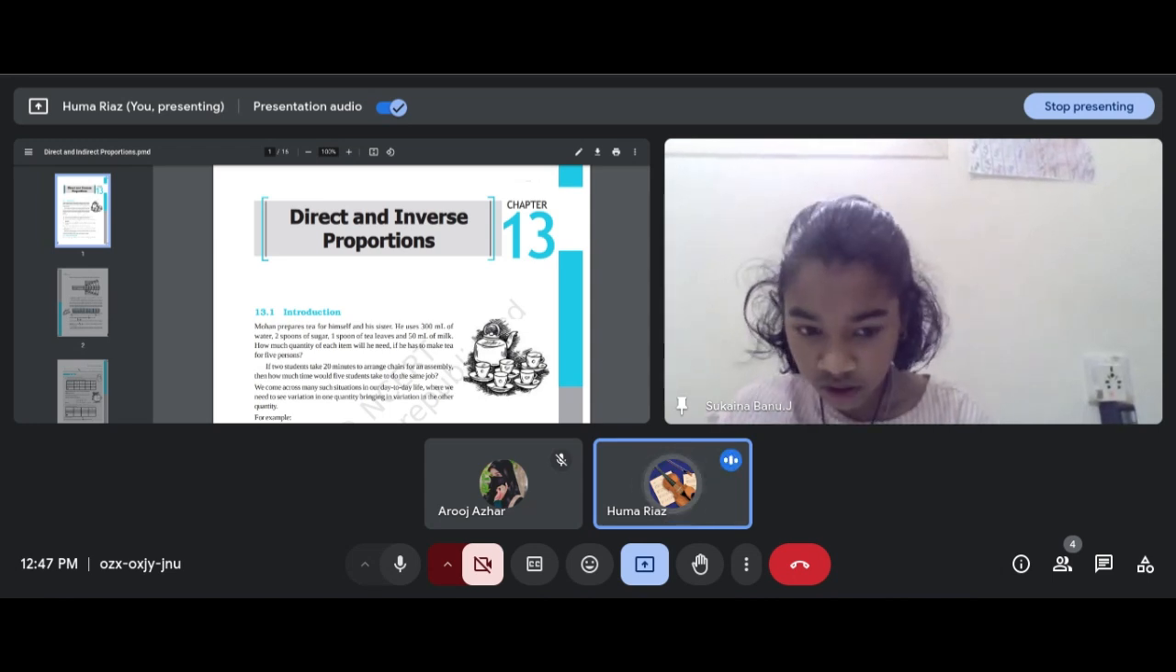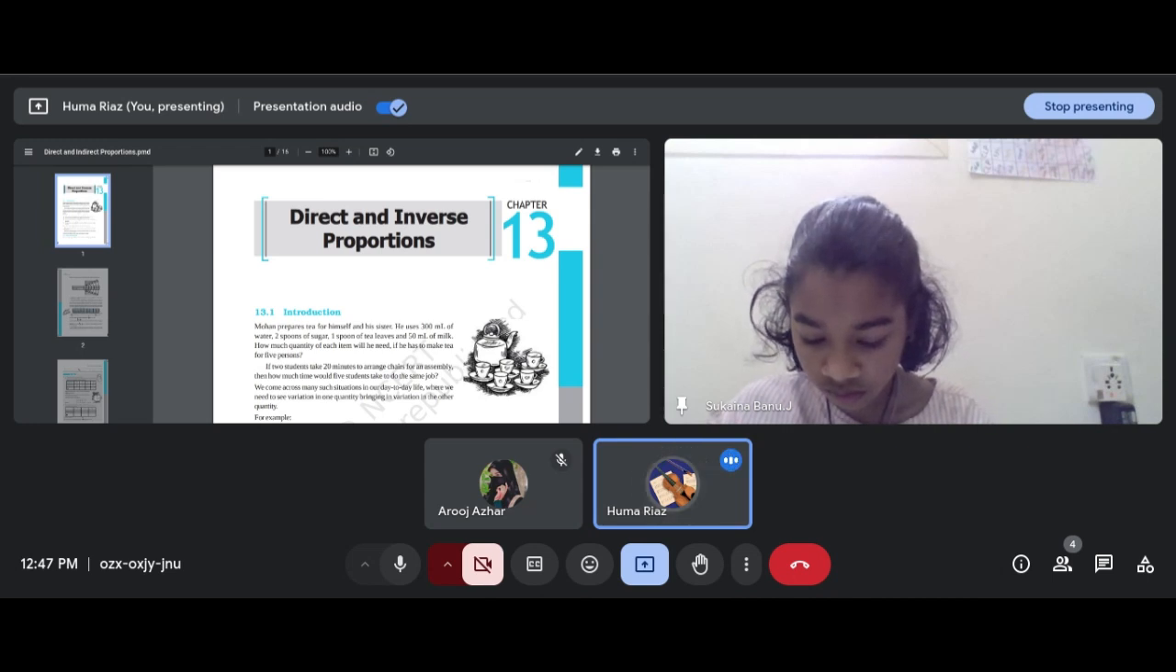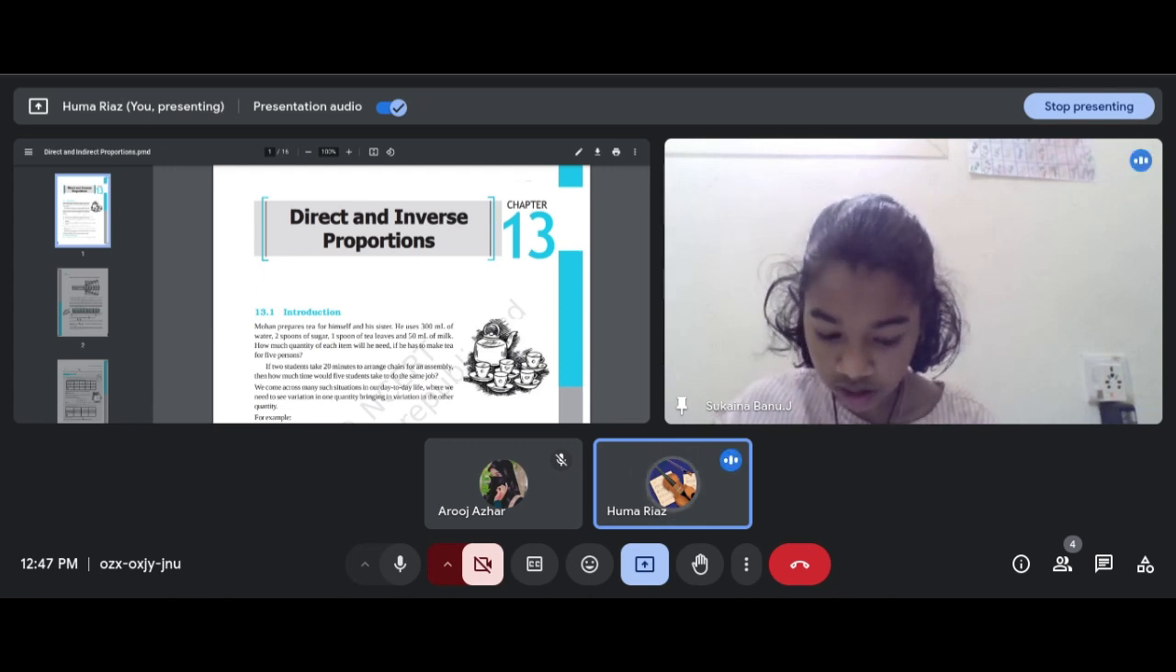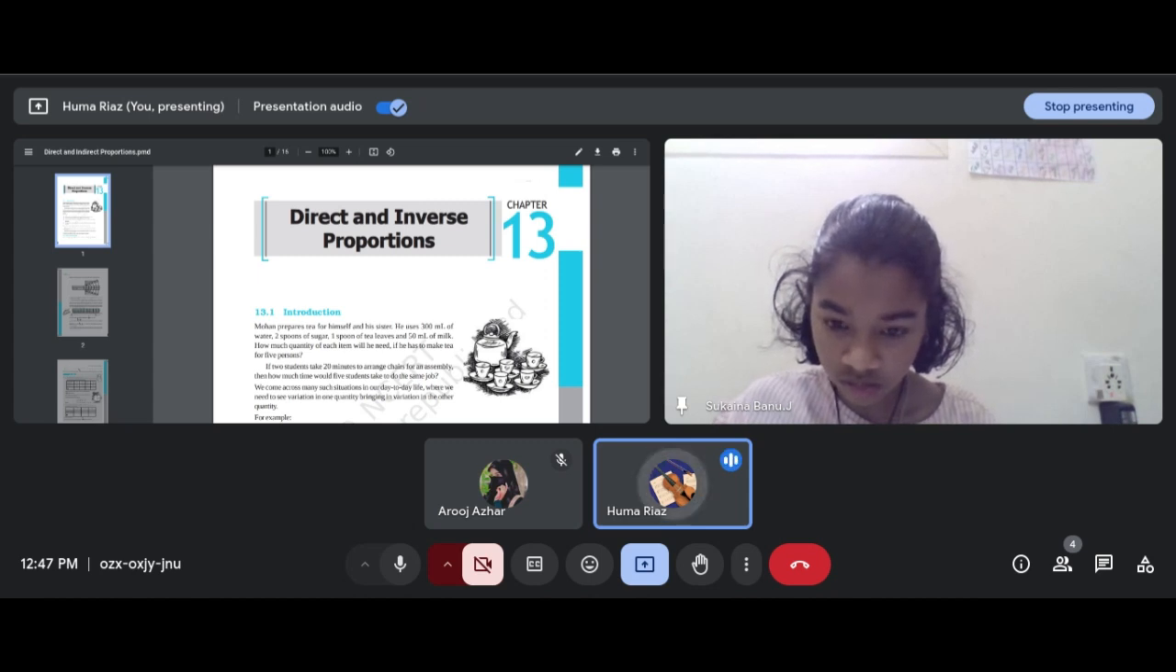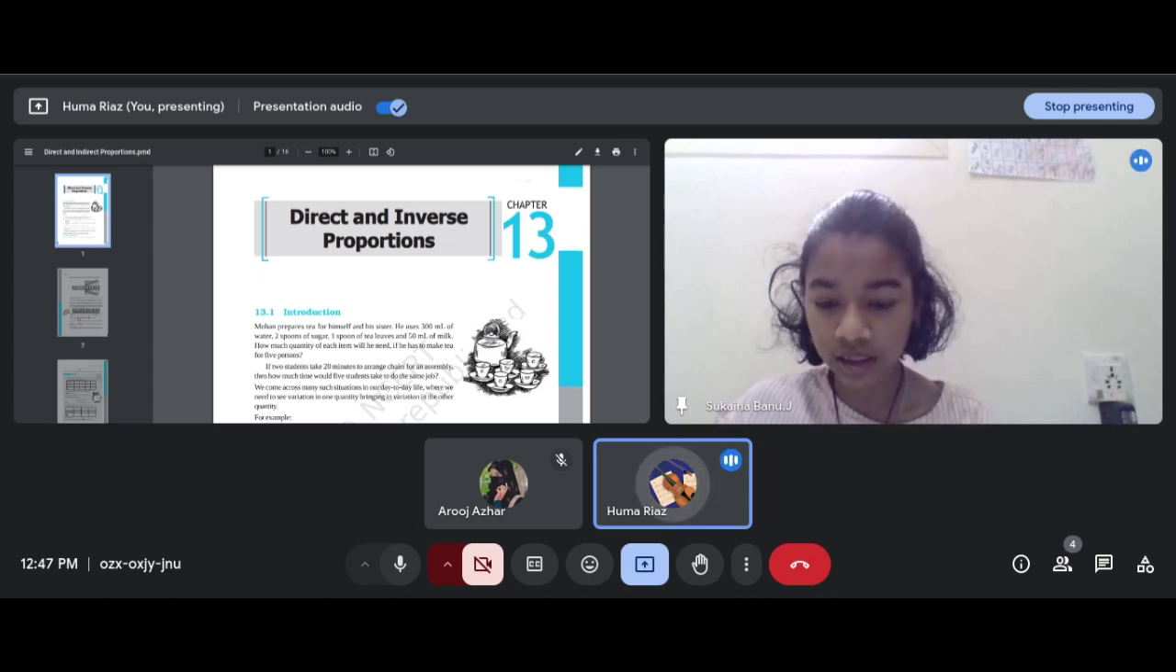For example, if 4 people take 6 hours to complete a task, then 2 people will take 12 hours to complete the same task. Because if we increase the people, the time will be less. If we decrease the people, the time will increase.